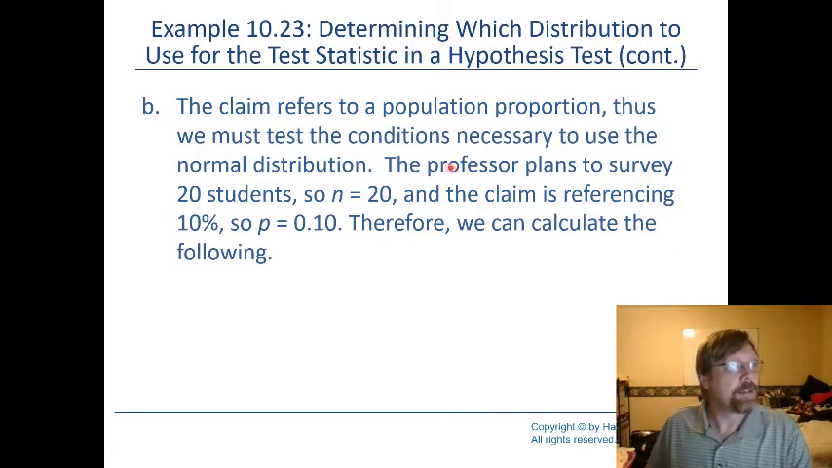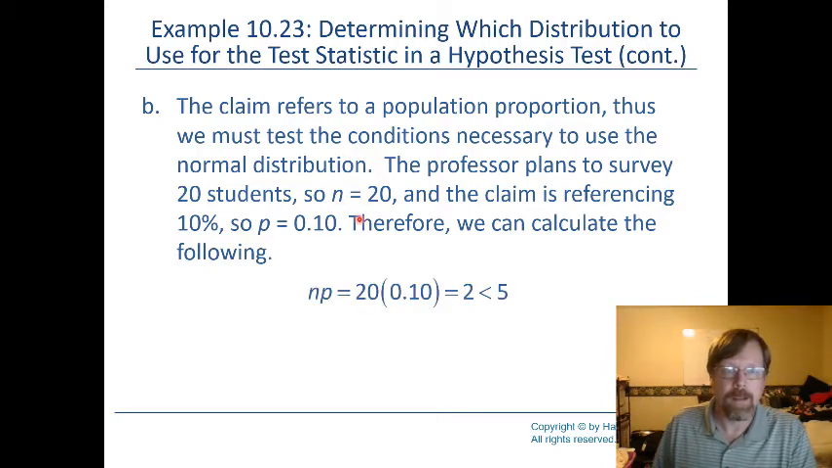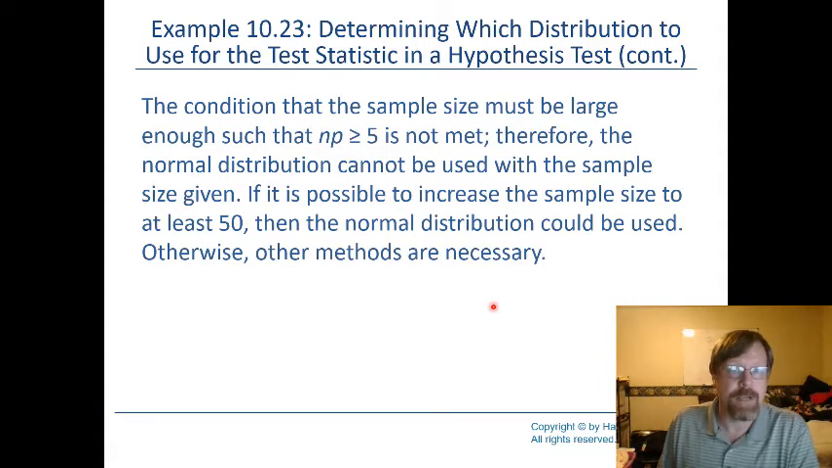All right. Again, on this one, we've got population proportion. It's 10% of the students. He plans to survey 20, so our sample size is 20. We calculate this. Our sample size times proportion is 2, which is less than 5. So the conditions are not met. Normal distribution cannot be used. If he can talk to 50 students instead of 20, he can continue this. Otherwise, he's got to try something different statistically.